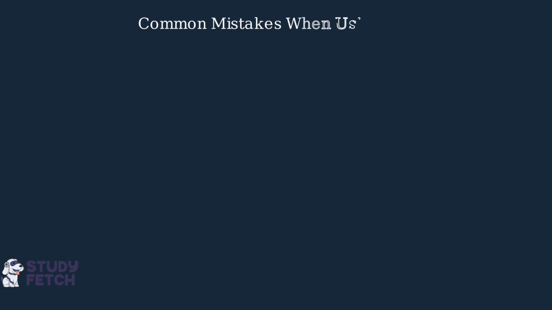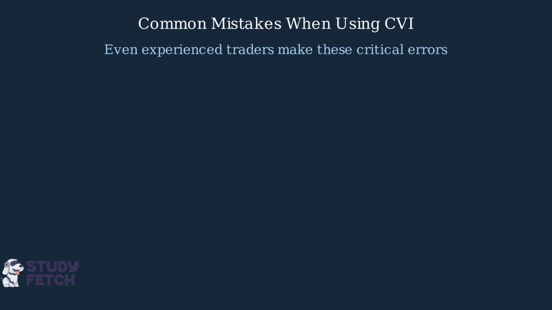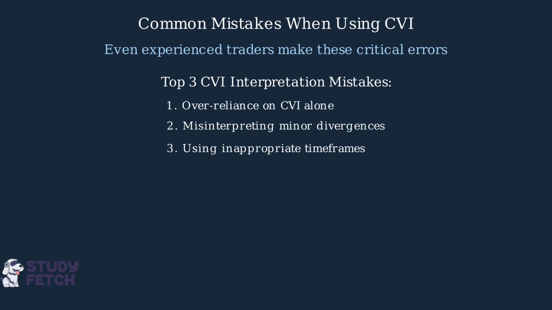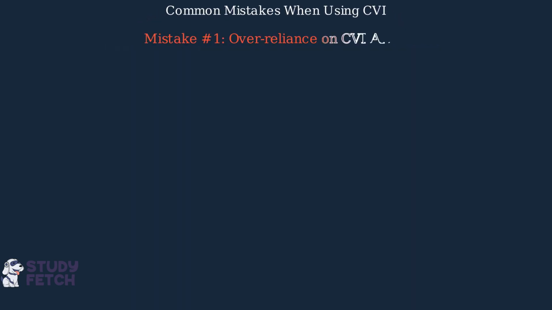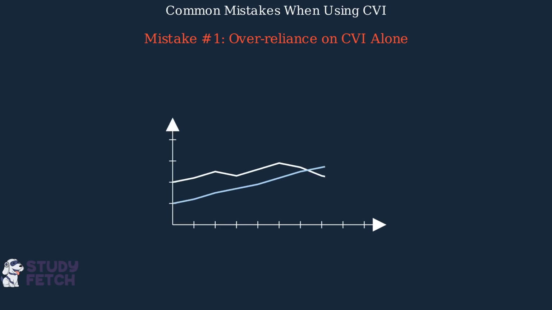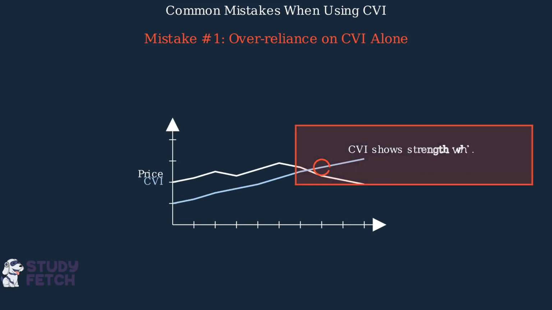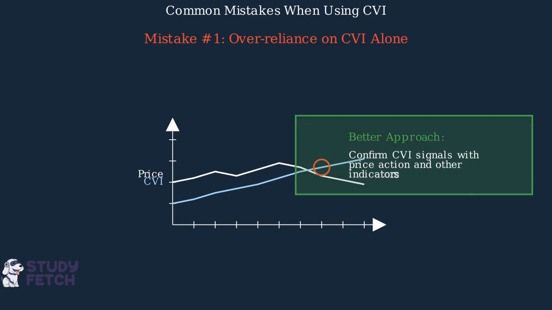Section 9. Common mistakes when using the Cumulative Volume Index. Even experienced traders can fall into these 3 critical traps when working with CVI. The first major mistake is over-reliance on CVI without considering other factors. Many traders make buying decisions based solely on rising CVI, even when price action clearly contradicts this signal. A better approach is to always confirm CVI signals with price action and other technical indicators before making trading decisions.